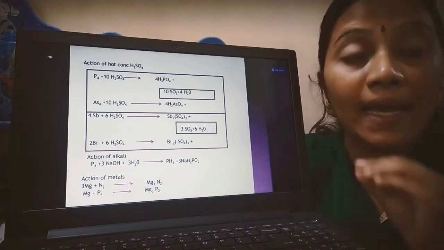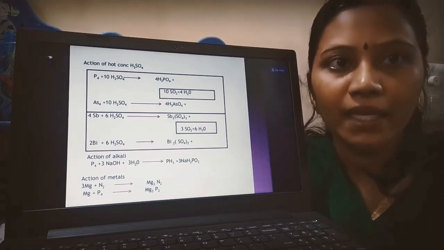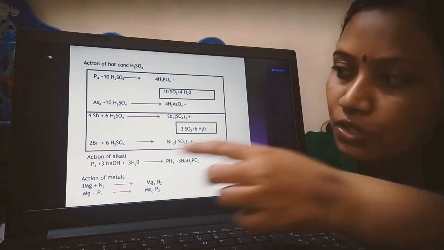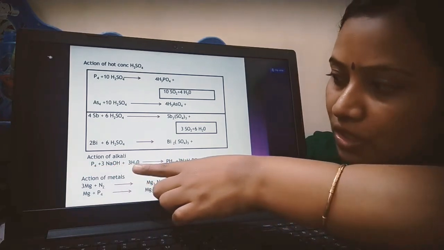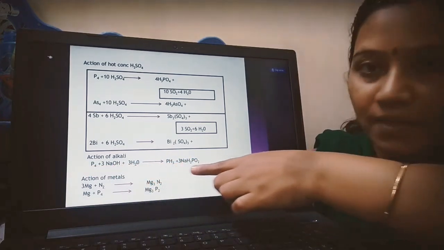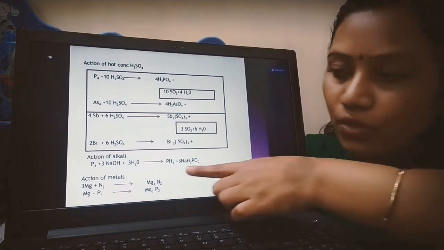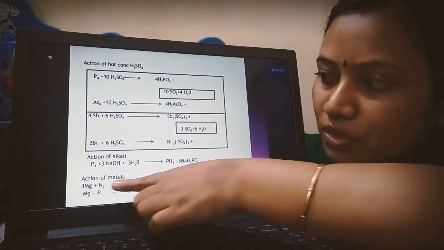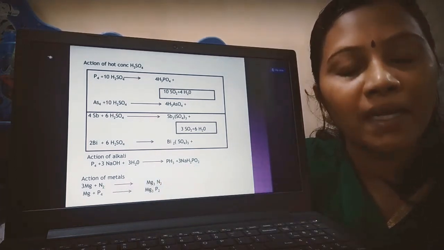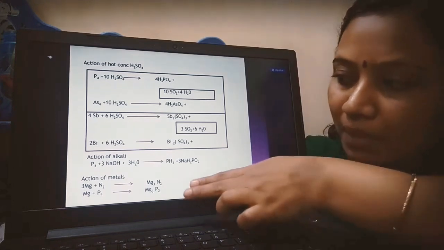Next, moving to the action of alkali. Alkali will be NaOH, KOH, etc. When phosphorus reacts with NaOH and water, I will be getting hydrides, sodium hydrogen phosphate. Now what happens in the action of metals? When nitrogen reacts with magnesium, I will be getting magnesium nitride.